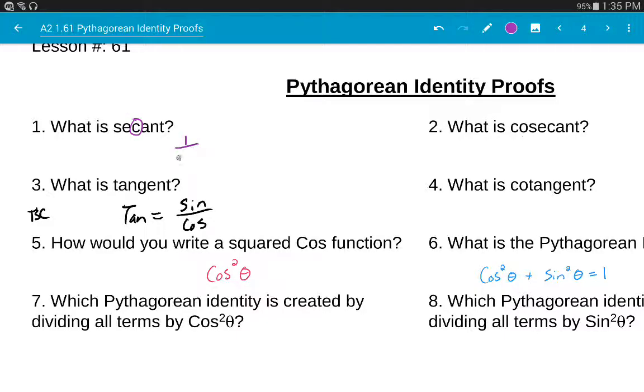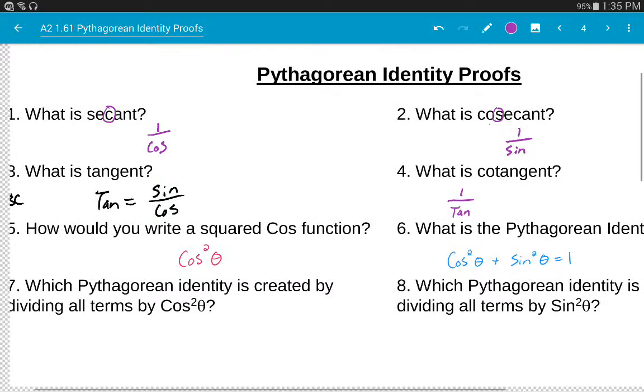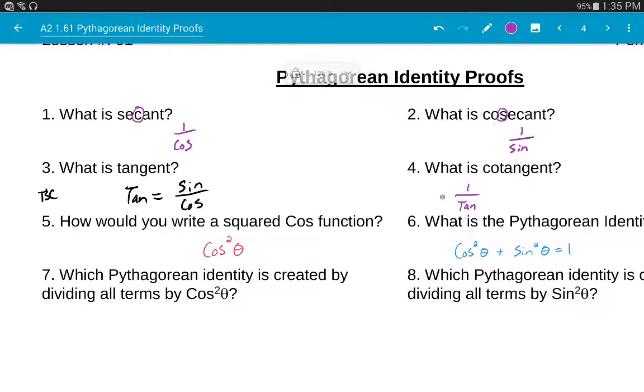Secant appears to be 1 over cosine. Cosecant, third letter is S. Cosecant is going to be 1 over sine. Cotangent, third letter is T, it's going to be 1 over tangent. Now that's the reciprocal of tangent, right? And reciprocal means to flip a fraction. So essentially, instead of writing it as 1 over tangent, I can refer back to this definition. I can flip this, and I can say that cotangent is also equal to cos over sine.